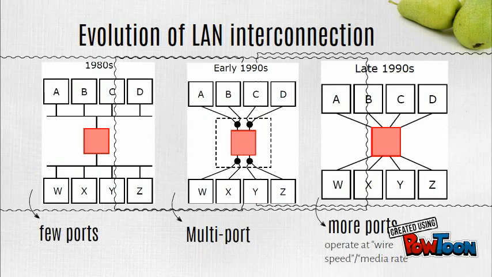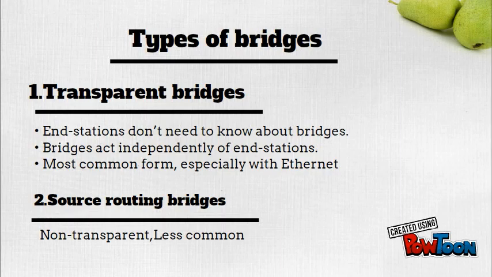There are two types of bridge. The first one is the transparent bridge. The end station doesn't need to know about the bridge, and the bridge acts independently of the end station. This is more common. And the second one is the source routing bridge, which is not transparent and less common.